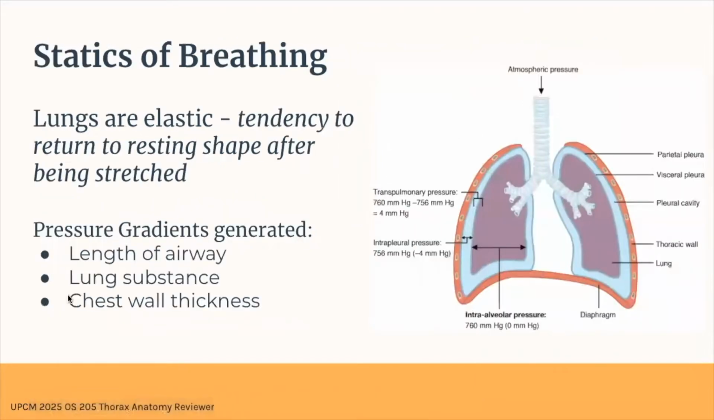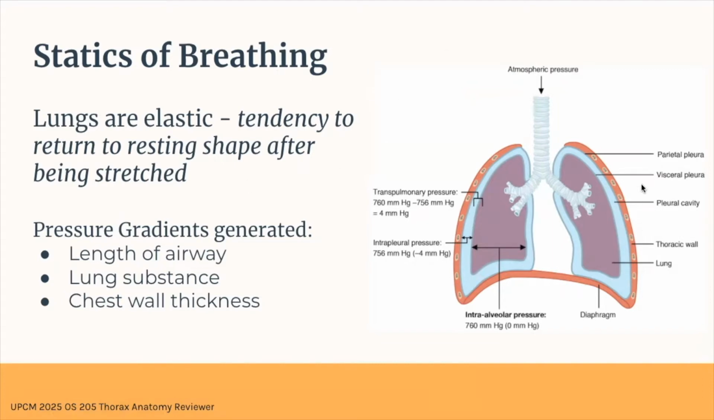So next, we'll go to the statics of breathing. So our lungs are elastic, no? Elasticity means the tendency to return to its resting shape after being stretched. Example natin kanina is your rubber band. Okay? So pressure gradients are generated across the length of the airway, no? Across the lung substance and chest wall thickness.